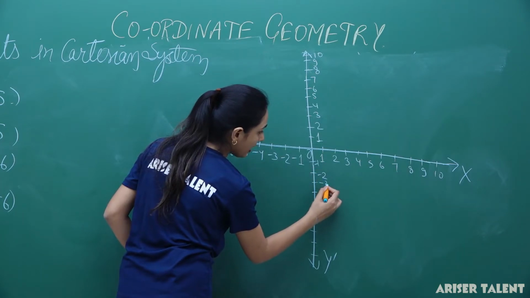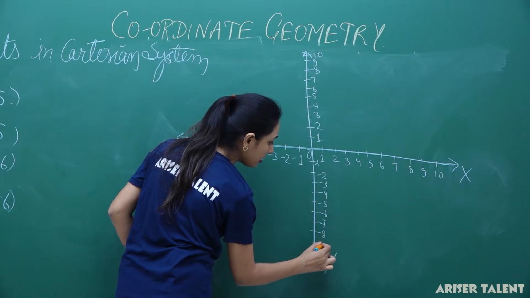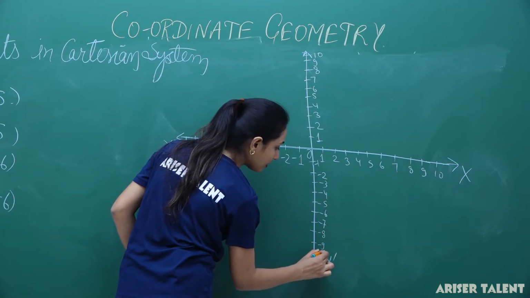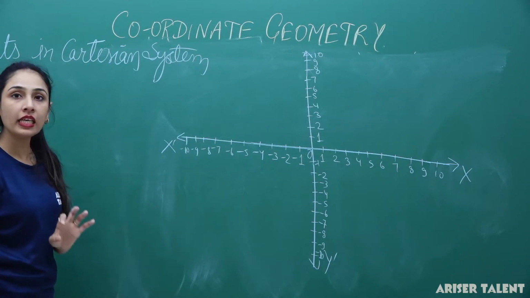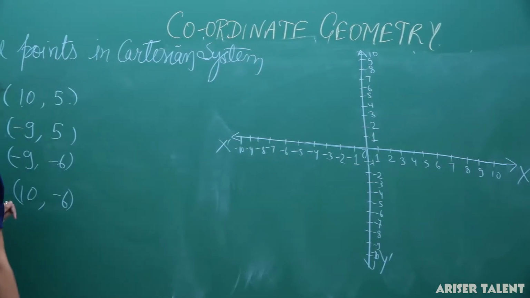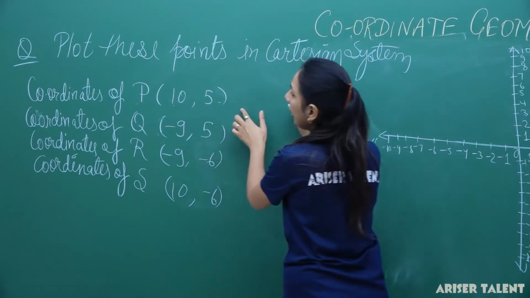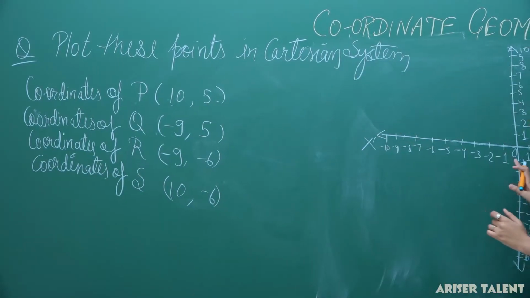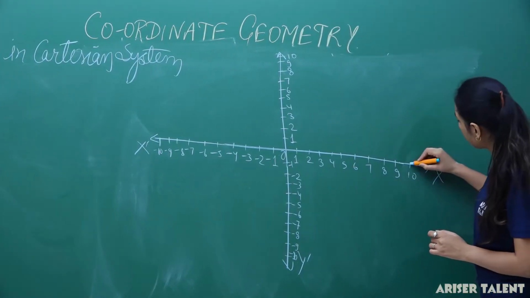Minus 1, minus 2, minus 3, minus 4, minus 5, minus 6, minus 7, minus 8, minus 9 and minus 10. Okay, now you have to locate the points. Now, how will you locate the point? You are having this P, 10 and 5. So, P, 10 and 5. So, 10 is what? Plus 10. Plus 10 is here. So, this one.